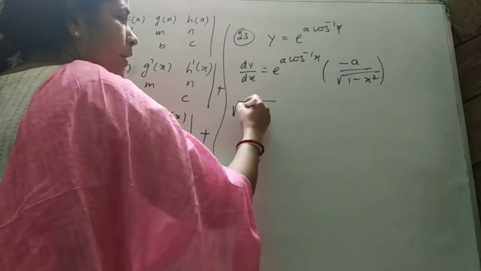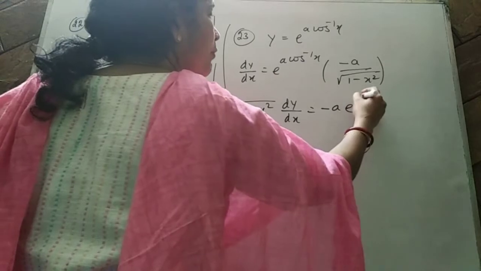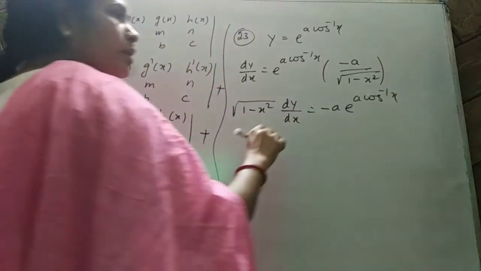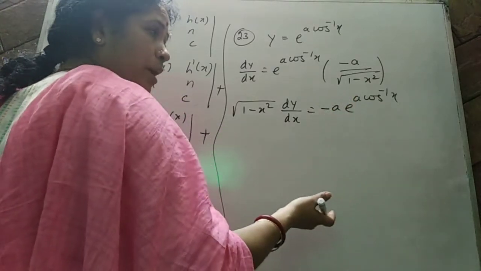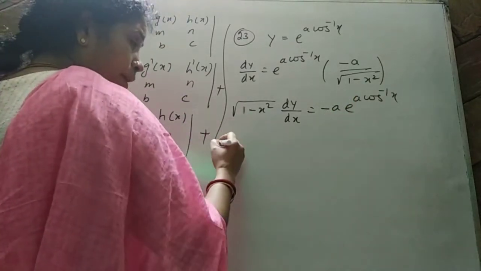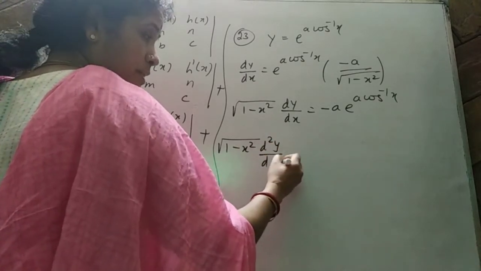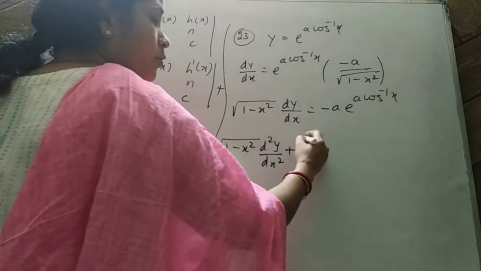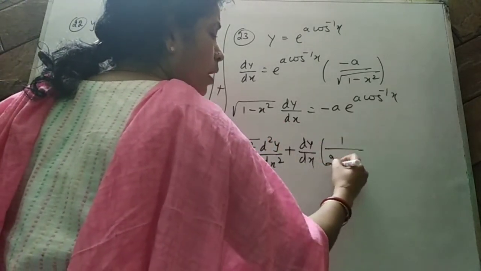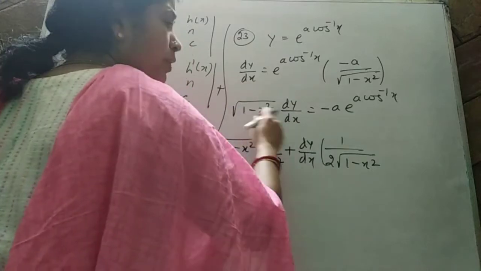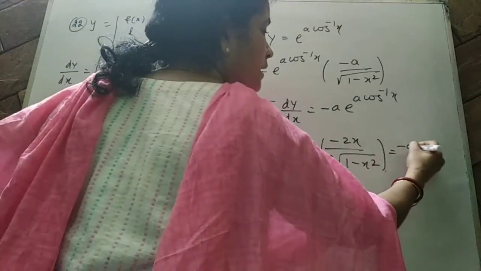So take this term to the side, 1 minus x square into dy by dx, that is equal to minus a into e power a cos inverse x. Either if you want to continuously differentiate, you can differentiate. Now, if you want to write here y, you can write it y. So that is up to your choice. Now, if I differentiate this one, 1 minus x square, first derivative, d square y by dx square is the second derivative. If I keep this one as a constant dy by dx, very carefully you have to do, under root 1 upon 2 into under root of 1 minus x square into differentiation of 1 minus x square, minus 2x. Are you clear? Equal to minus a is a constant.